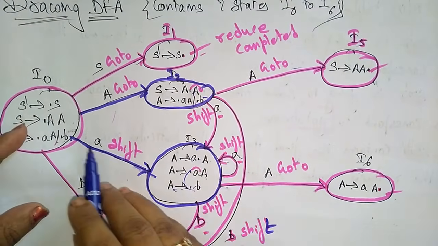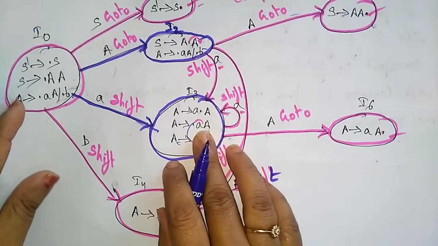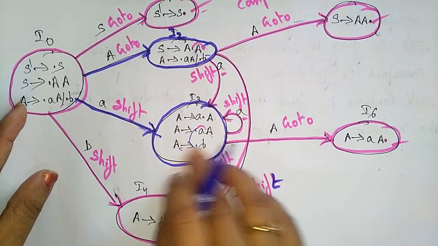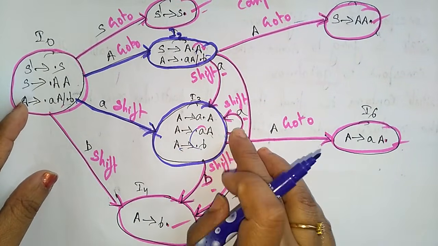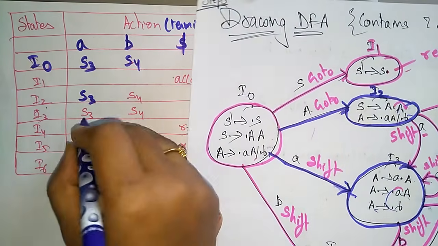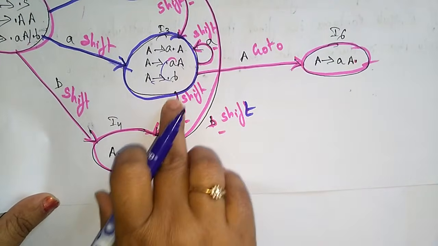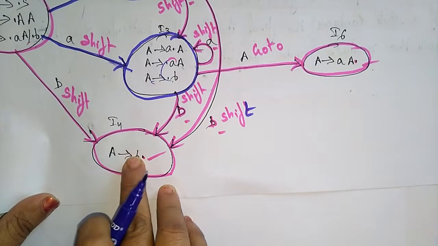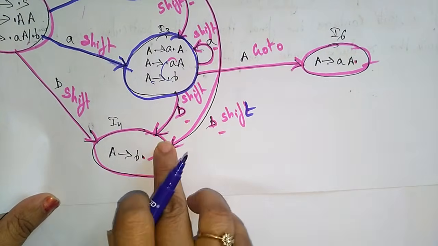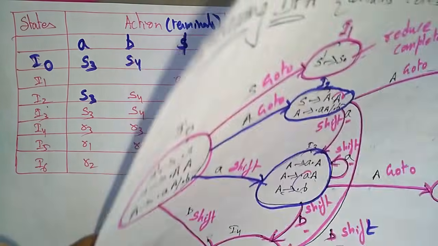Now let's see the next state, I3. First see the terminals, which are the shifts here. First a: a itself goes to S3. Next, b goes to I4. That is shift, so you need to write S4. There is no dollar here.